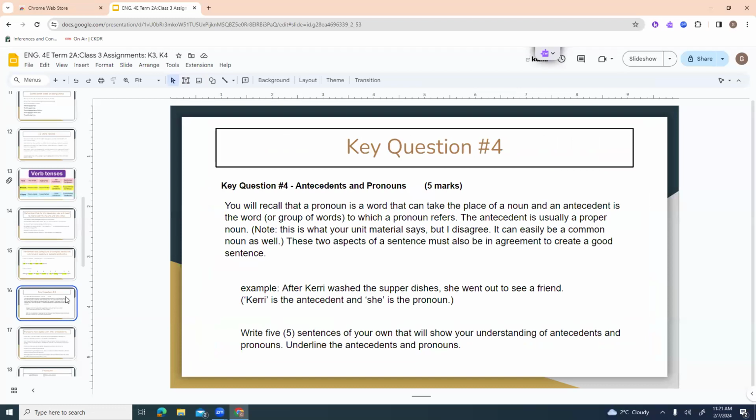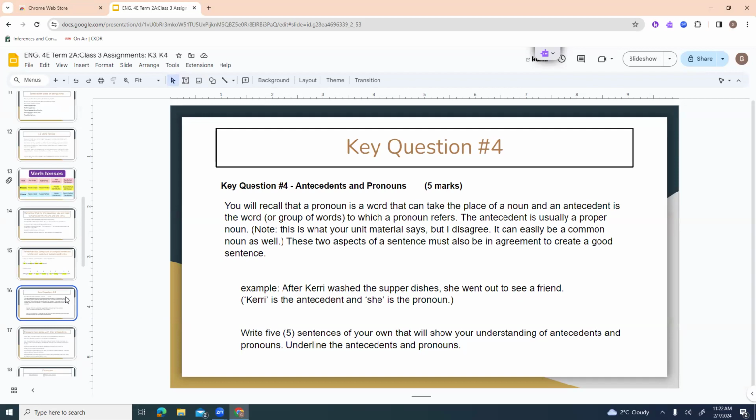Okay, moving on to question number 4. Key question number 4 is talking about antecedents and pronouns. Again, this question is only worth 5 marks, but it's trying to make sure that we understand a certain concept. A pronoun is a word that can take the place of a noun, and an antecedent is the word or group of words to which the pronoun is referring. The antecedent is usually a proper noun. Now, I'm going to disagree with that.